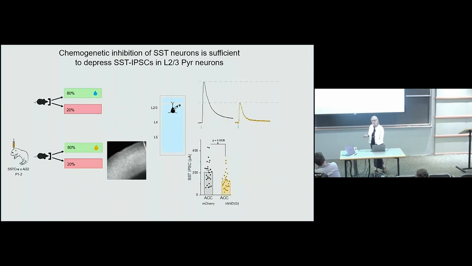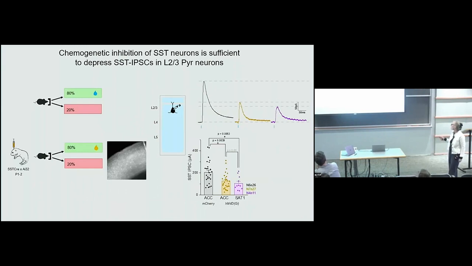If we then train these animals, can we drive a further reduction in somatostatin inhibition? And the answer is no. So in this case, these animals are housed in this environment. They're getting CNO, and their somatostatin IPSC is now much lower than the mCherry injected controls that are also exposed to CNO. And then when we train them for another day, there is no longer a significant suppression of that somatostatin IPSC. So it looks like the reduction in somatostatin activity can phenocopy that reduction in somatostatin IPSCs that we can drive by training our animals.